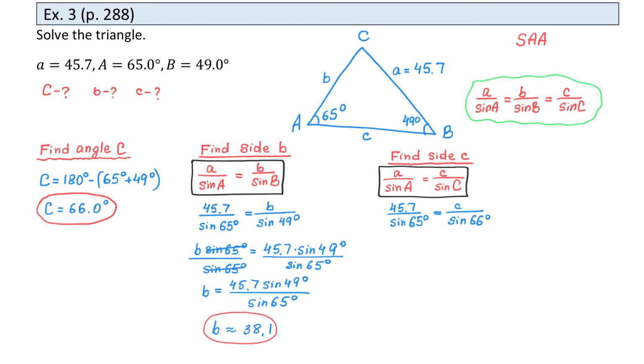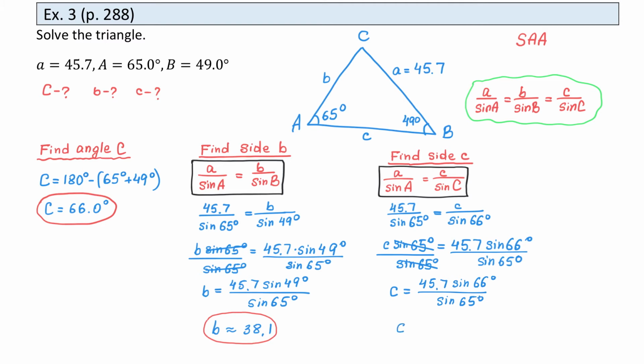From here, we will use cross multiplying to solve for C. So, C times sine of 65 degrees equals 45.7 times sine of 66 degrees. We will divide both sides by sine of 65 degrees. On the left side, sine of 65 degrees will cancel, and C will be equal to 45.7 times sine of 66 degrees over sine of 65 degrees. C equals approximately 46.1. So now we have angle C, side B, and side C.